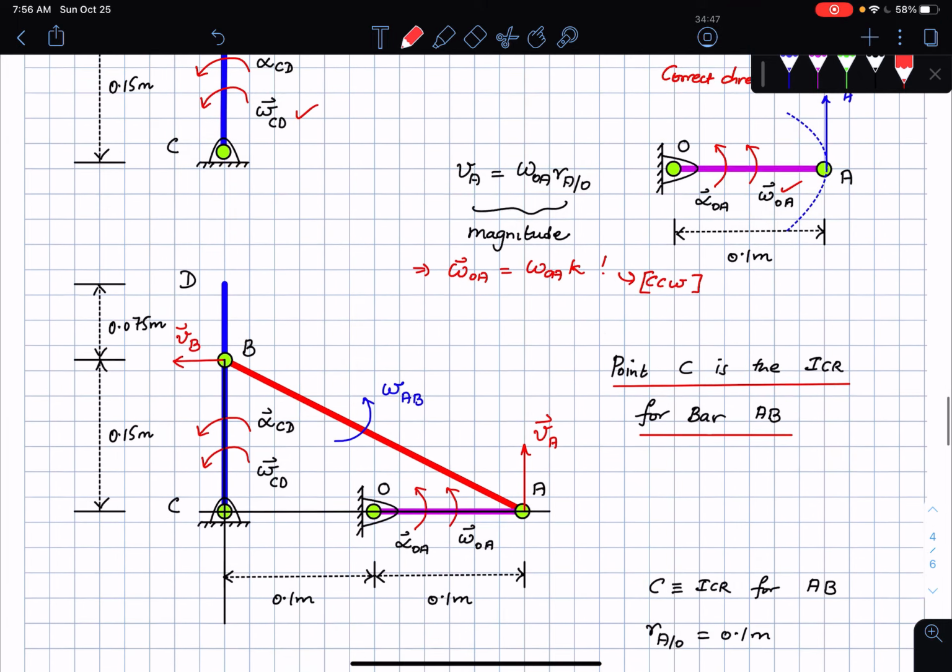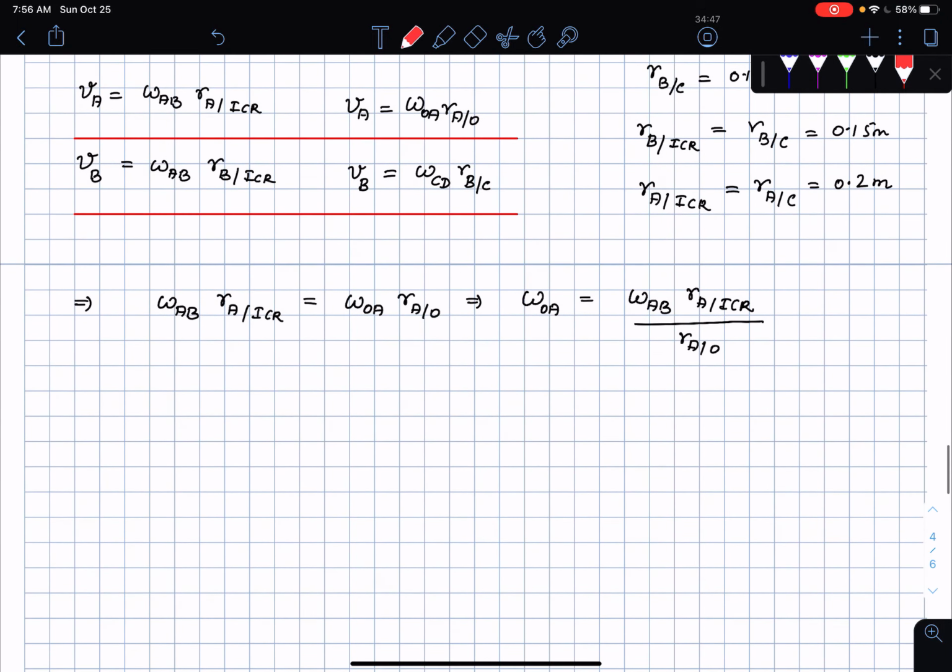So if I go back now to my actual calculations, I can calculate the magnitude, substitute for all of these, and I end up getting omega OA to be the following value. It's around 80 radians per second, the magnitude, which implies that omega OA is 80k radians per second.